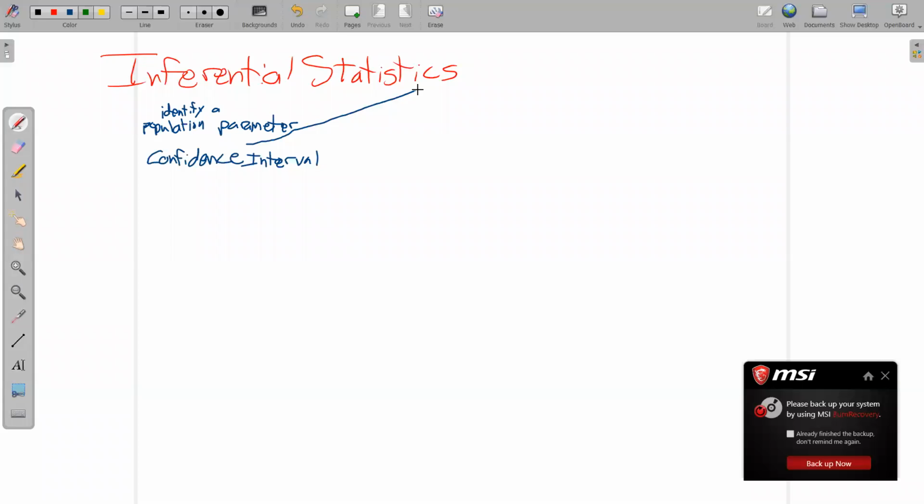The other part of inferential statistics we've explored is the idea of testing something we thought we knew about a population parameter, and that's the idea of a hypothesis test. And in this case, we're trying to test a value of a population parameter.